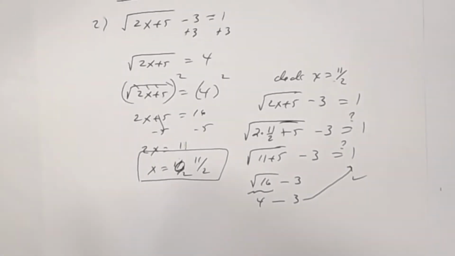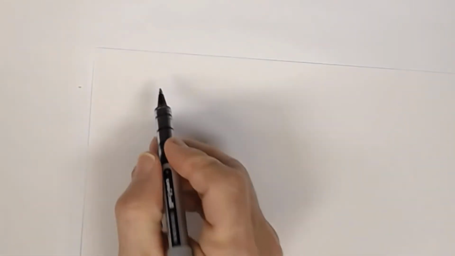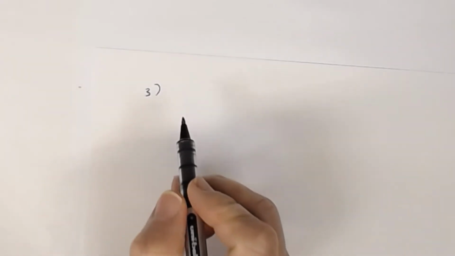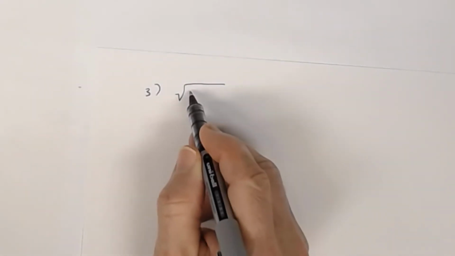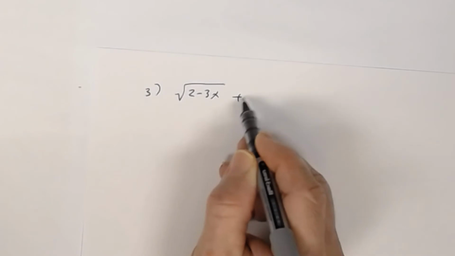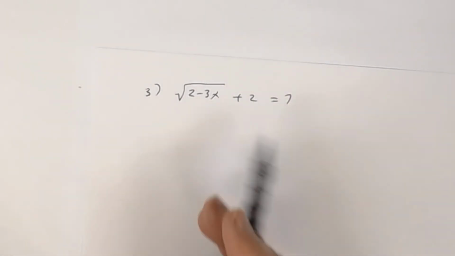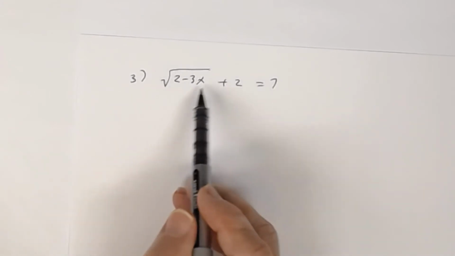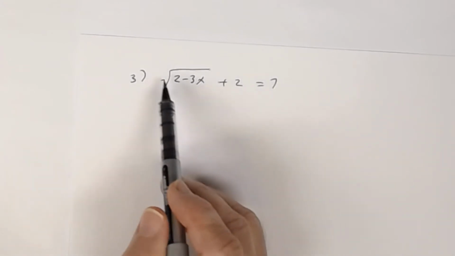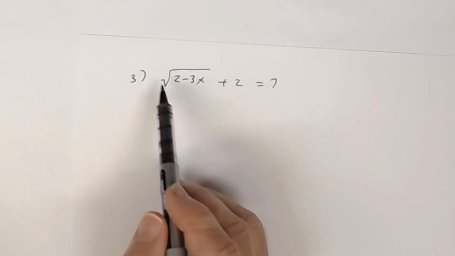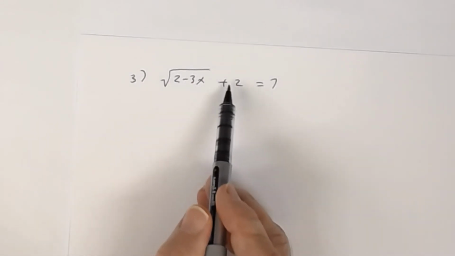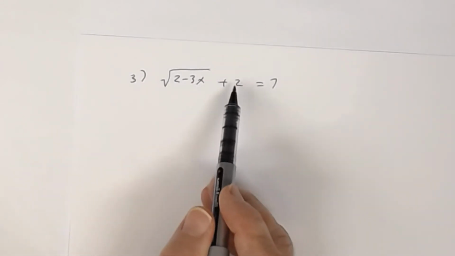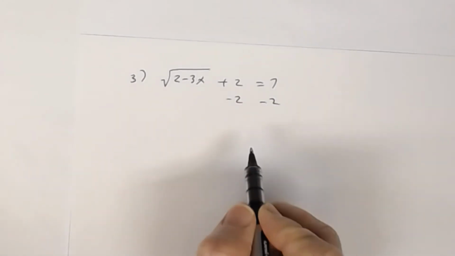Number 3, we have the square root of 2 minus 3x plus 2 is equal to 7. So again, just like with the previous problems, you need to make sure when solving a radical equation that the radical term is by itself. So I've got to get rid of this 2 right here. Well, the opposite of adding 2 is to subtract 2.